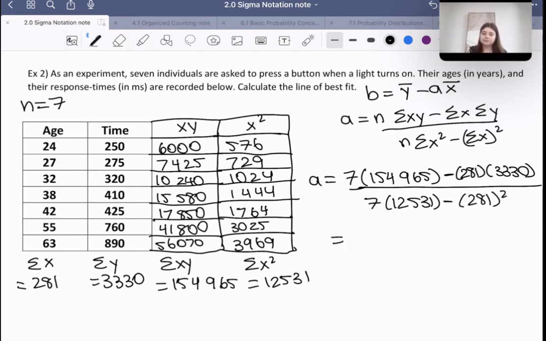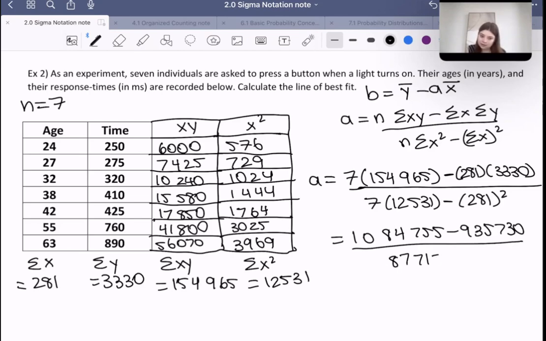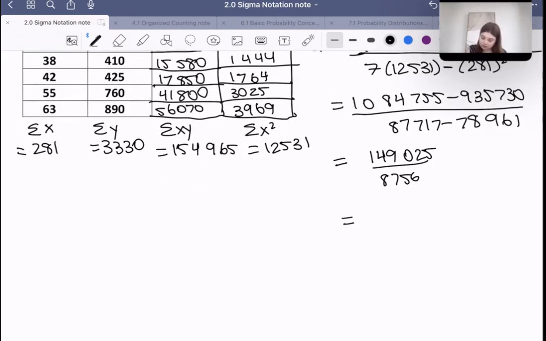Okay. And that is going to end up being 1,084,755 minus 935,730 over 87,717 minus 78,961, equal to 149,025 over 8,756. So that's going to be equal to 17.02. All right, awesome. So we figured out A.